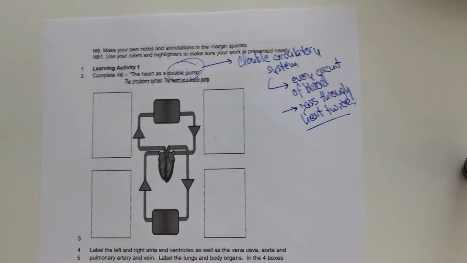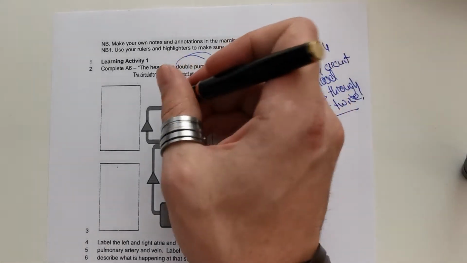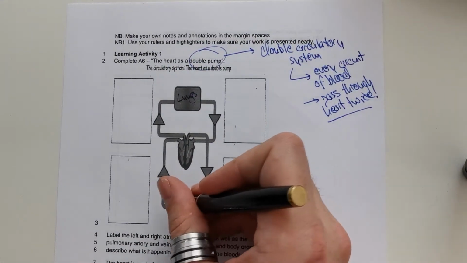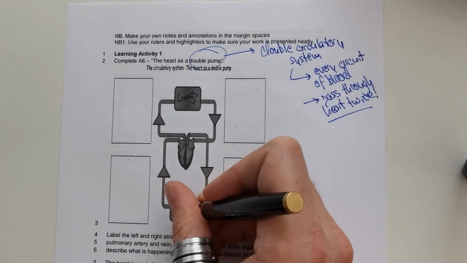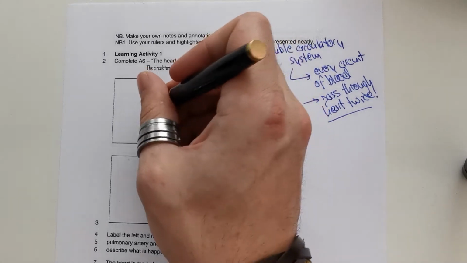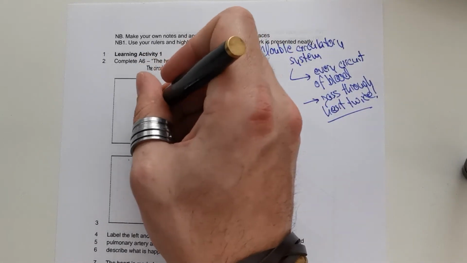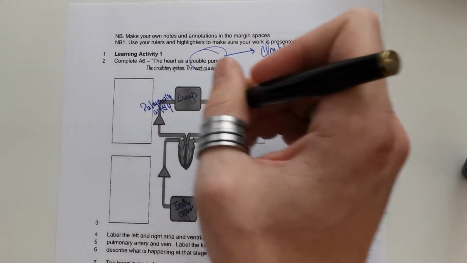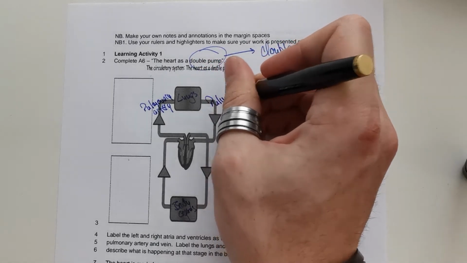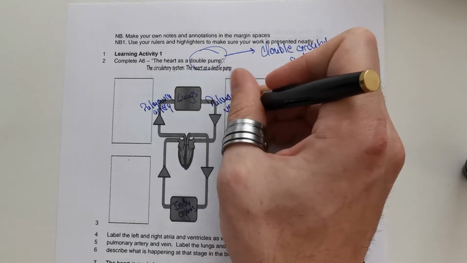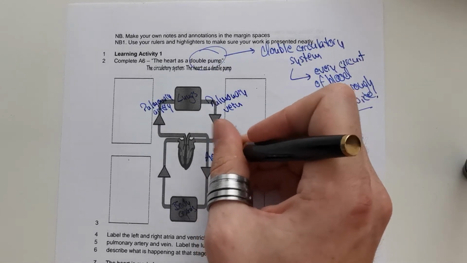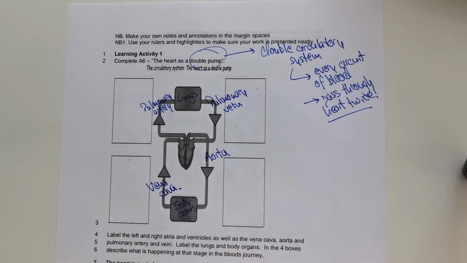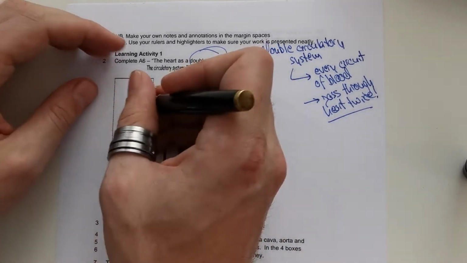Right. If we were to look at this as a diagram, so if we're going to label it up, this would be our lungs. This would be our body organs. This would be our pulmonary artery. This would be our pulmonary vein. This would be our aorta, and this would be our vena cava.